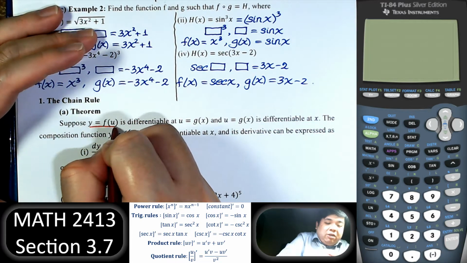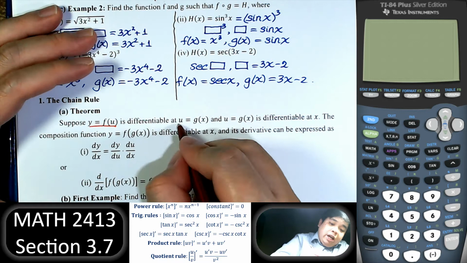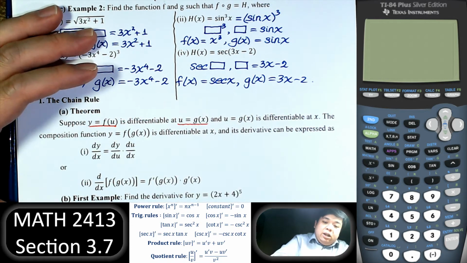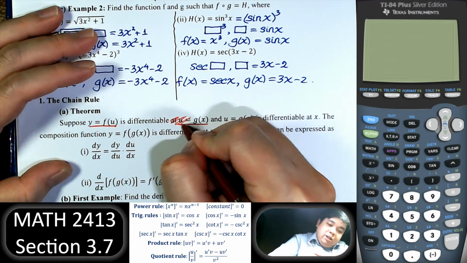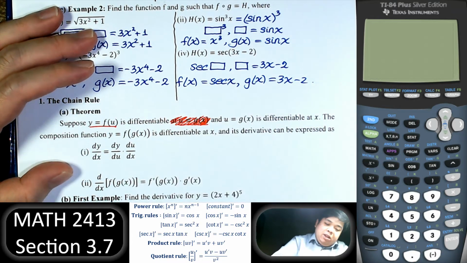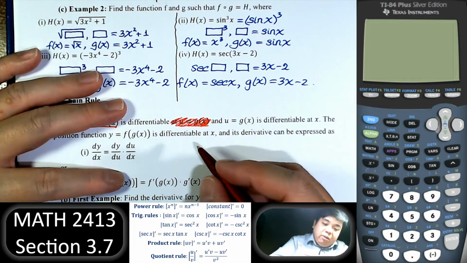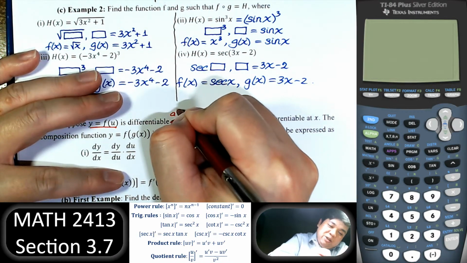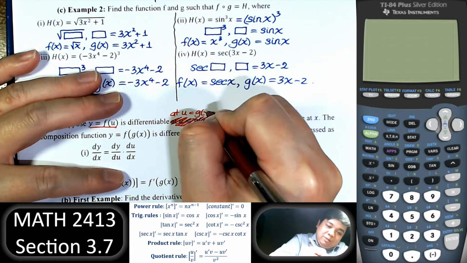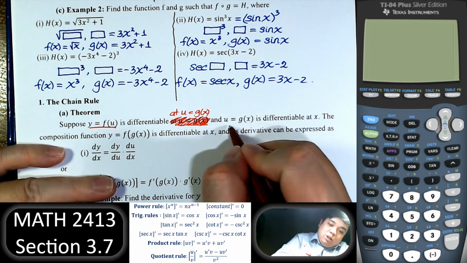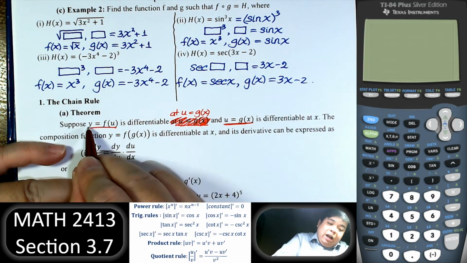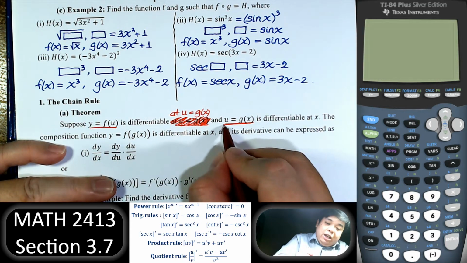Suppose y is equal to f of u, a function of u, and u is a function of x, and u is equal to g of x. So this is redundant. I will delete this on my note. Oh, no, never mind. That makes sense. It is differentiable at u equal to g of x. All right. That's not wrong. That's perfectly fine there. And u is equal to g of x. This is what I want to emphasize. So y is a function of u, and u is a function of x.